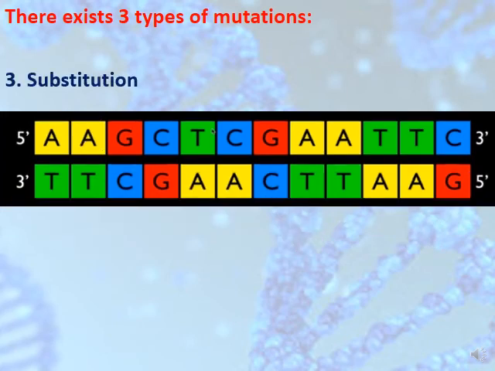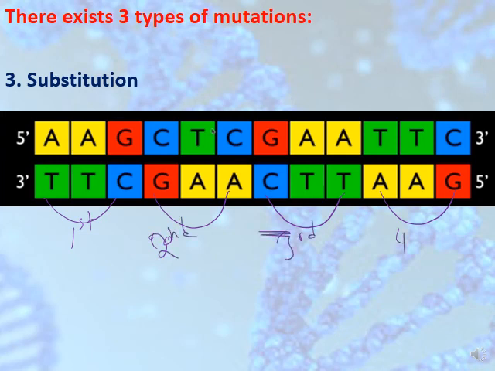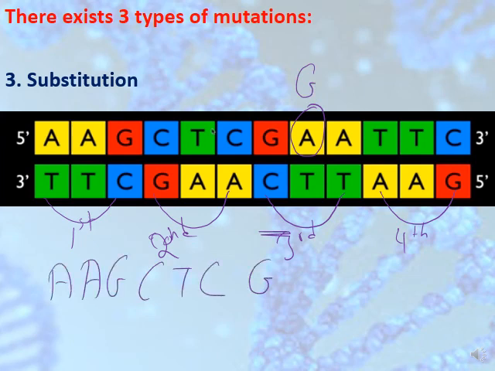The third type, which is the last type for this video, is substitution. For example, I substituted the second nucleotide of the third codon. So first, second, third, fourth. This is the third. First codon, second codon, third codon, and this is the fourth codon. The second nucleotide of the third codon is substituted by G. So instead of A, I have to put G. So the sequence will be A, G, C, T, C, G, instead of A it's G, A, T, T, C.